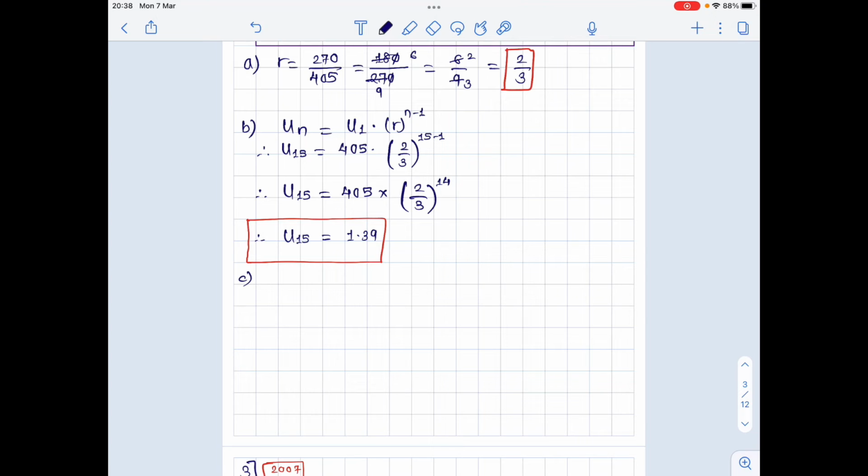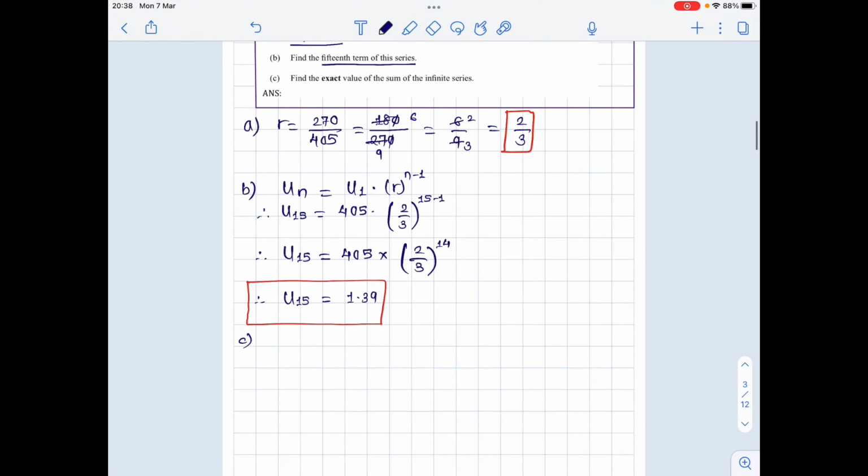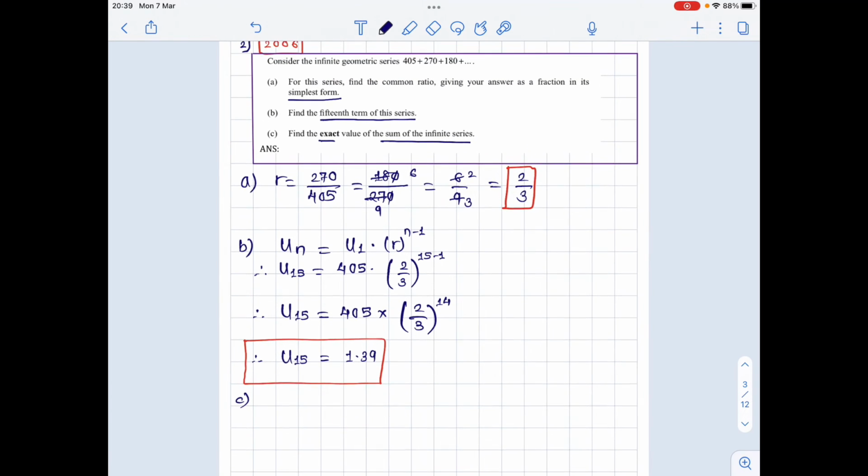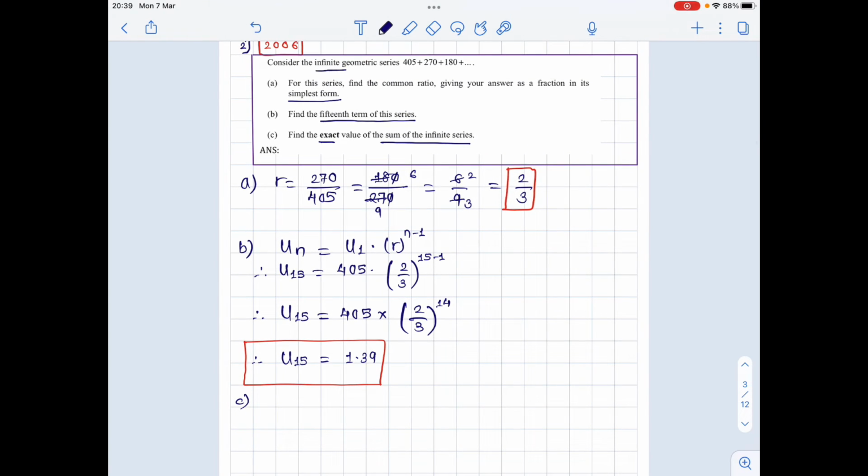C part. Find the exact value of the sum of the infinite series. Exact means what? Without decimals. So like the way we expressed our B answer in decimal, we do not write that answer in decimal. They clearly said sum of infinite series. Why is it infinite? Because your ratio R is 2 by 3, which is less than 1.